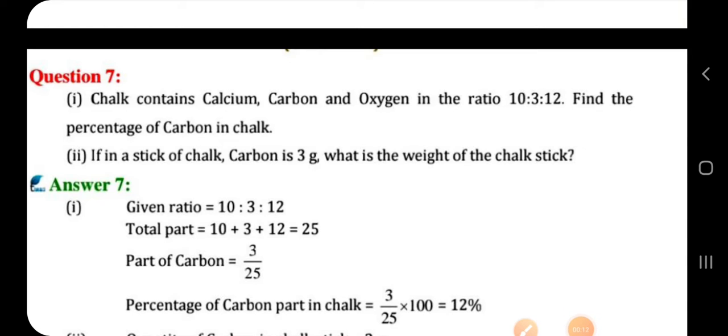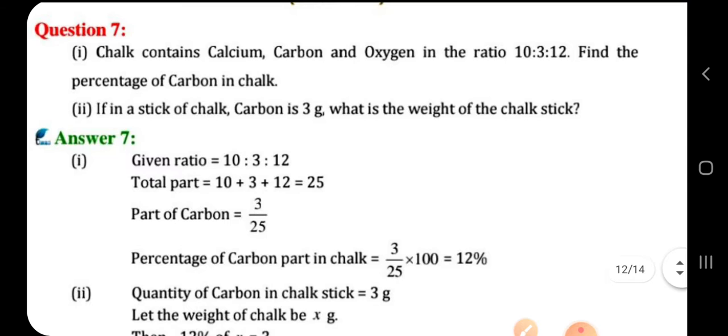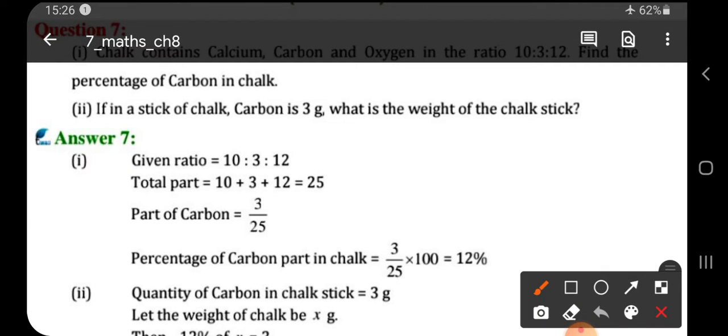Question number 7. Chalk contains calcium, carbon and oxygen in the ratio of 10 : 3 : 12. Find the percentage of carbon in chalk. Here the ratio is given. From the ratio you have to find out the percentage. This method we already learned. So it's 10 : 3 : 12.